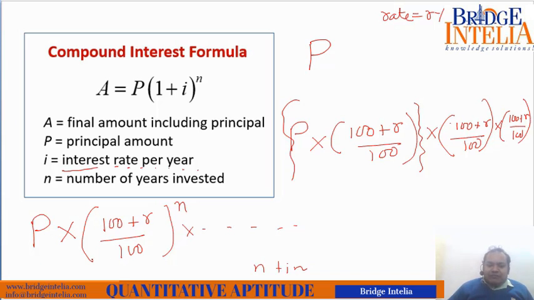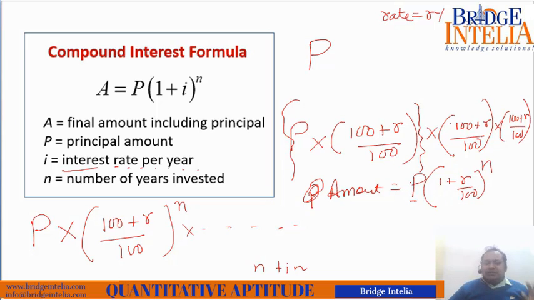That's why you have a formula which looks like this. P was the principal, the original amount that you deposit. The original amount becomes this much, 100 plus R by 100, so 1 plus R by 100 to the power n. So that's why this formula works. This is the most basic formula that you have to use in the concept of compound interest.